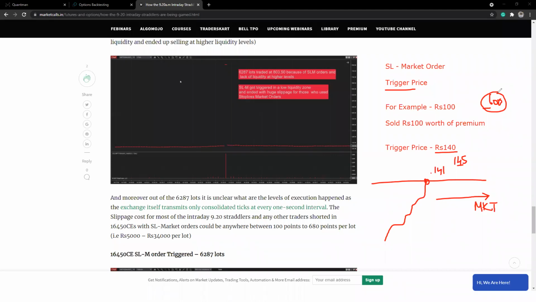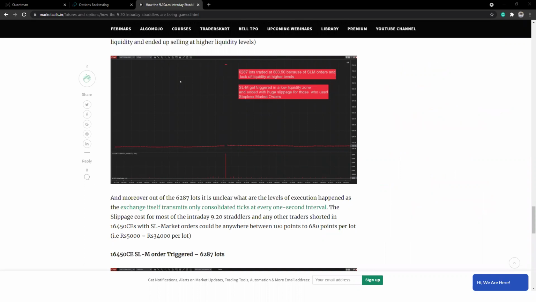That is why even the big brokers are recommending SL limit orders. To a far extent, it is safe, provided you are executing in the right manner. Let me tell you how an SL limit order works. It is exactly not a limit order. Sometimes it is a market order, sometimes it is a limit order. But let's try to understand the scenarios.